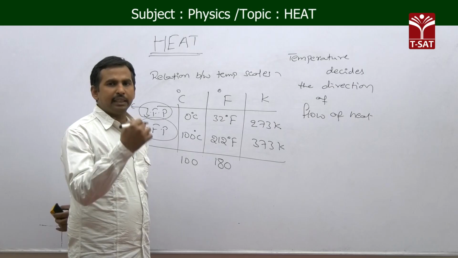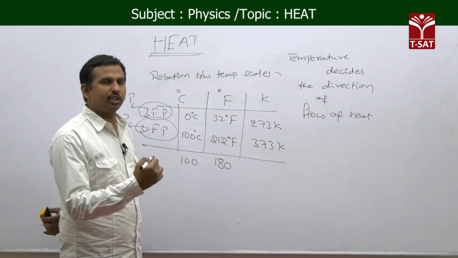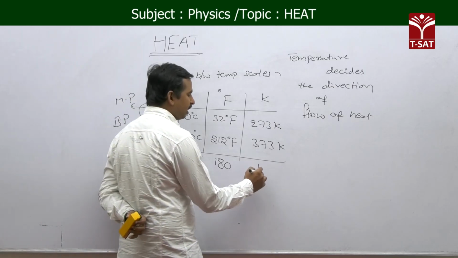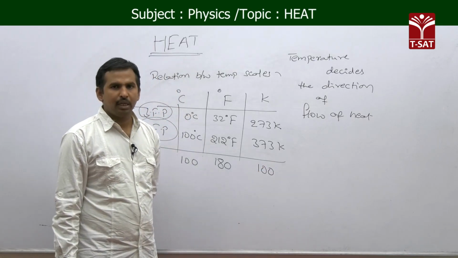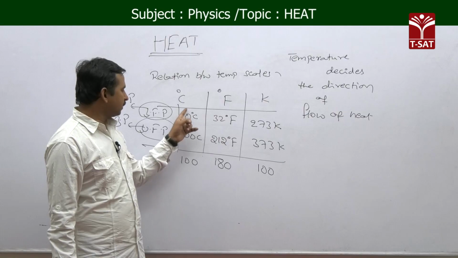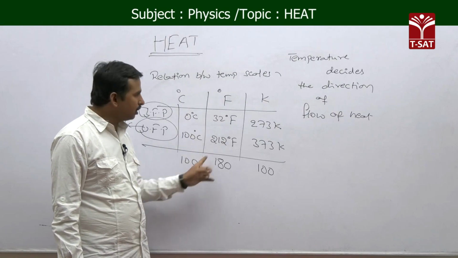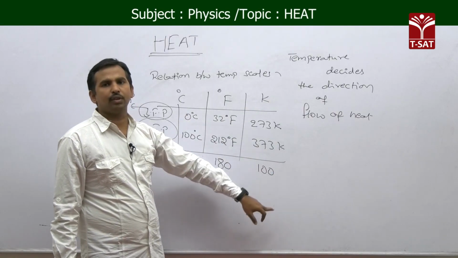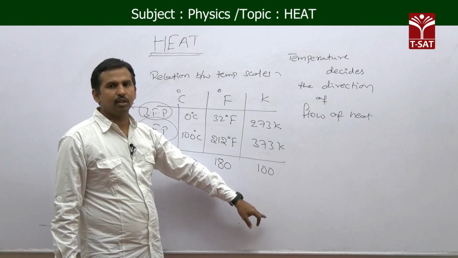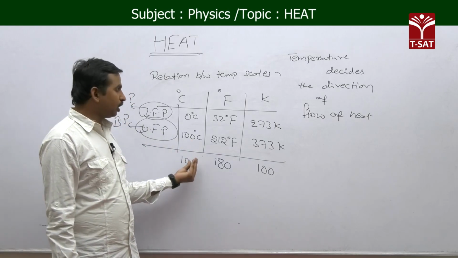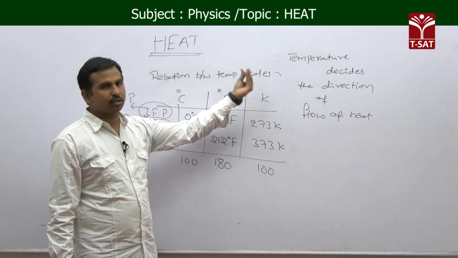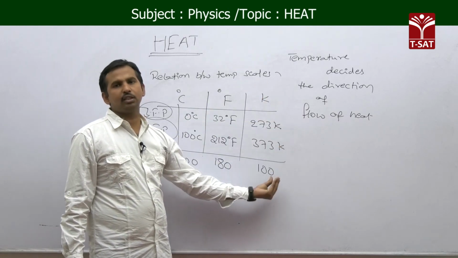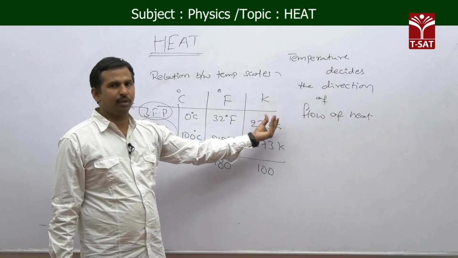Whereas in the case of Kelvin, the lower fixed point is 273 and the upper fixed point is 373. The range is 373 minus 273, which again gives 100 divisions for Kelvin. If you observe, Celsius has 100 divisions and Kelvin also has 100 divisions. So when there is a change of temperature by 1 degree Celsius, on the Kelvin scale the change in temperature is also 1 Kelvin.